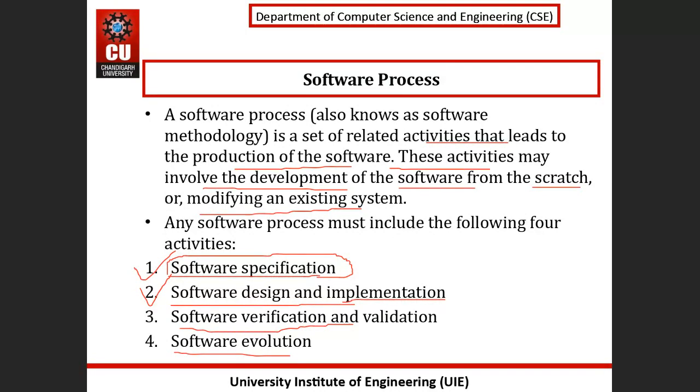Secondly, we have software design and implementation. After the SRS documentation is signed, we are working on the project, we design the model, and work on that model to implement the project. And the third step, we have software verification and validation. What is the difference between verification and validation? What is software verification and what is software validation?